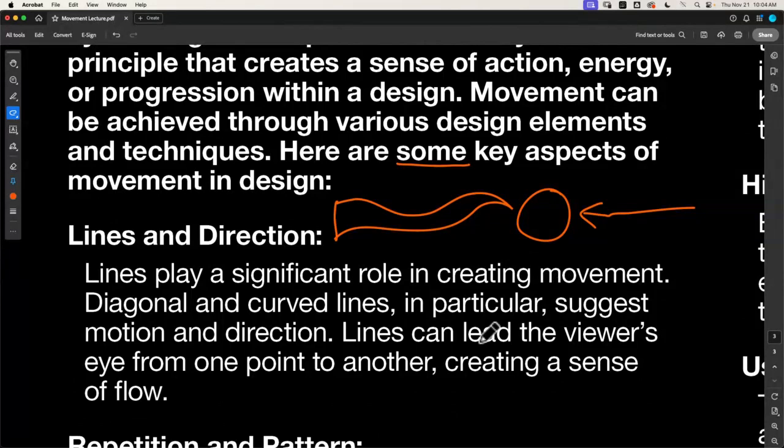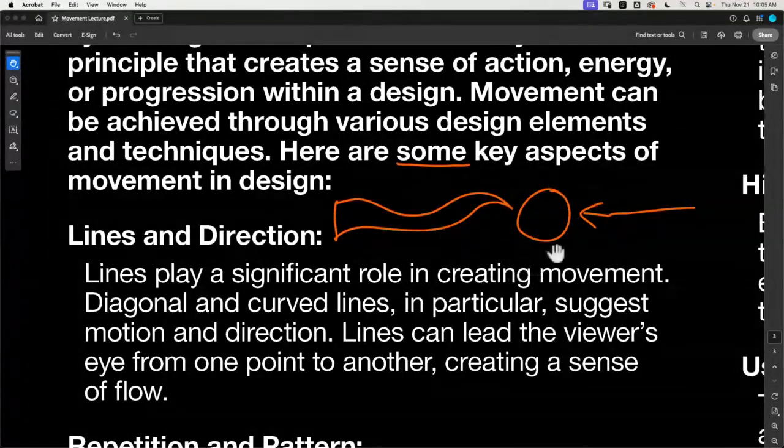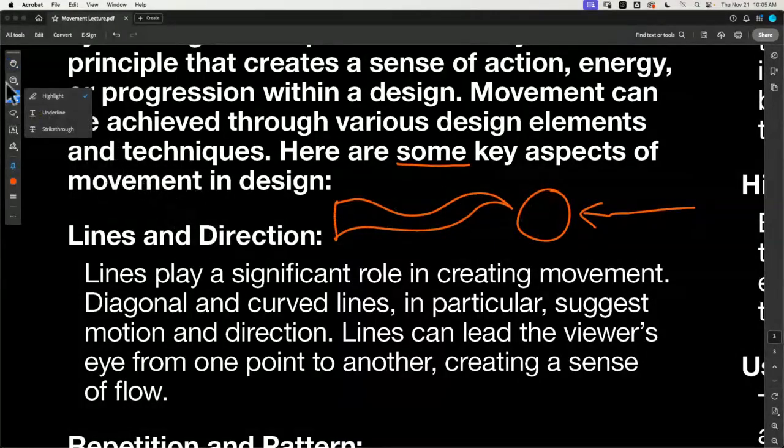So as it says here, lines can lead a viewer's eye from one point to another, creating a sense of flow. And you're going to be doing that in your assignment, your project. It is the major and easiest baseline way to do it. It is all about line, like I can get a bunch of lines together and it creates movement. Think also of some optical illusions, which work really well with that.